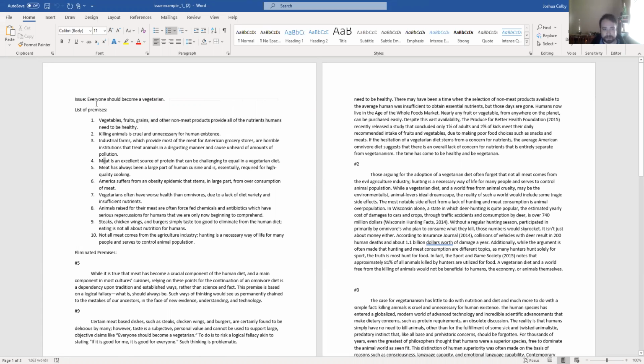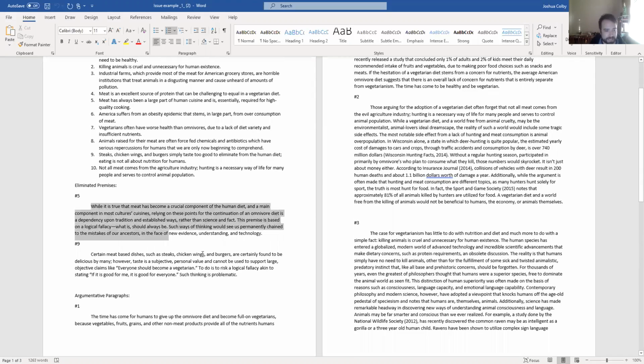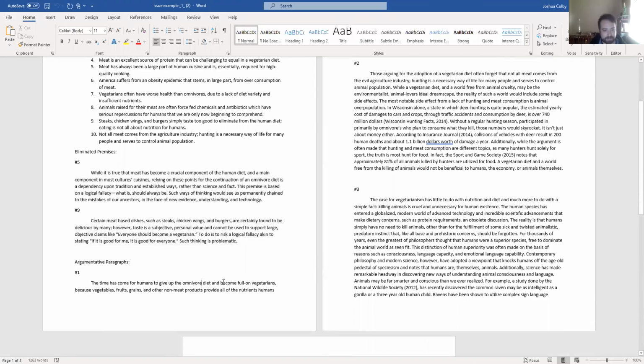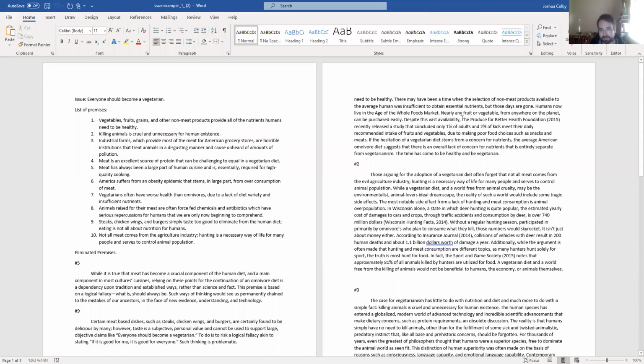That's a yes, everyone should be a vegetarian. Then I have meat is an excellent source of protein that can be challenging to equal in a vegetarian diet. So that's a no, right? So you can already see how my premises are on both sides. I have some eliminations that I explain in short paragraphs, and then I have my big argumentative paragraphs with in-text citations in the APA format. My arguments are being based on research and reasoning, not on my own personal opinion, right?